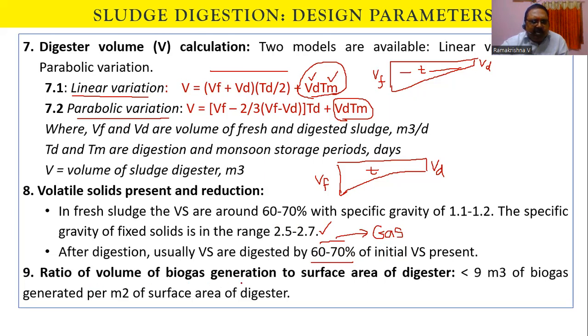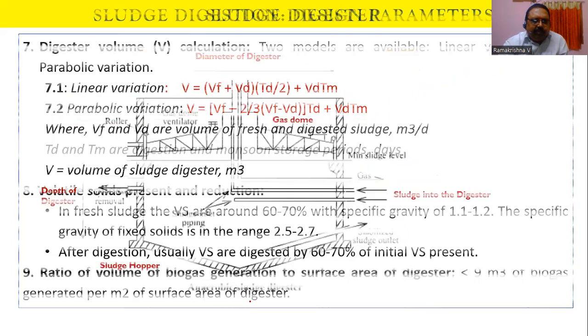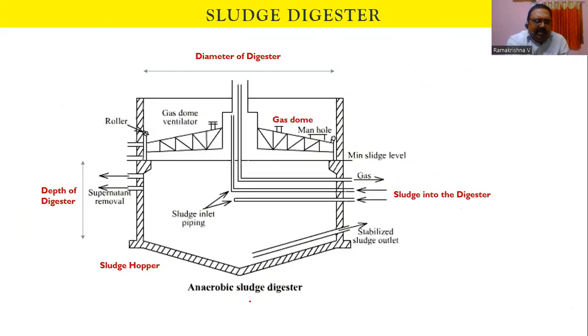The ratio of volume of biogas generation to surface area is usually 9 meter cube of biogas generated per meter square. This is how we have to provide. For 1 meter square of surface area, this check value should not be more than 9 meter cube of biogas generated. So finally, these are the major design parameters we have taken here.